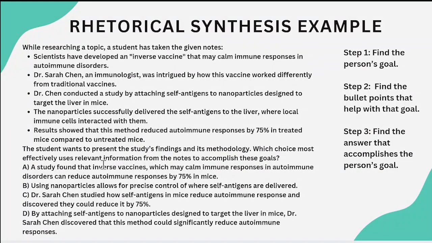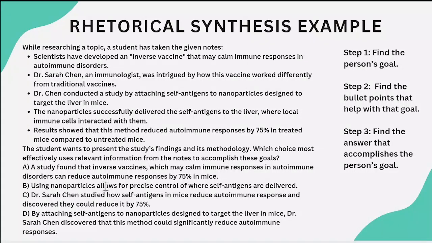So, A: a study found that inverse vaccines, which may calm immune responses in autoimmune disorders, can reduce autoimmune responses by 75% in mice. Okay, this is the findings. This is what happens after the study. It's the findings of the study, but we're missing the methodology, how the study was done. So this is not the correct answer.